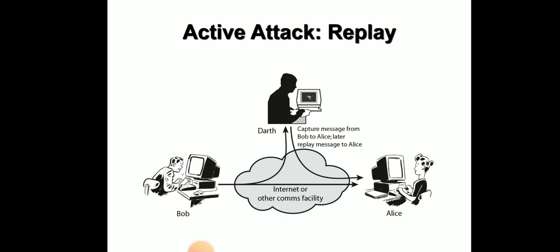Next is replay. Replay means repeatedly sending the message. Bob sends a message to Alice, the intruder captures the message from Bob and sends it back to Alice. Then after 5 minutes or after 5 seconds, once again he sends the message. So repeatedly he replays the message to Alice. It creates irritation to Alice, the receiver. So this is called a replay attack.